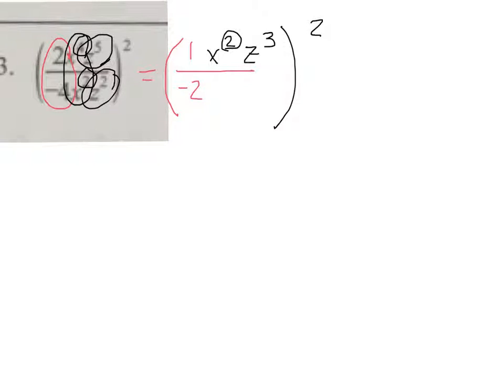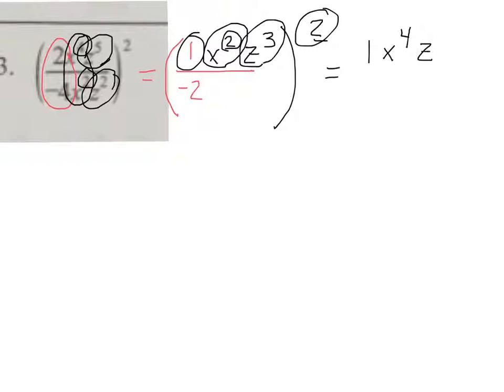And it's all being squared, isn't it? Now we've got to square each thing. Now this 1 is not an exponent, is it? What is it? A coefficient. So you don't do 1 times 2, do you? Okay, so I need to do 1 squared, which is 1. X squared squared is x to the 4th. And z cubed squared is z to the 6th.